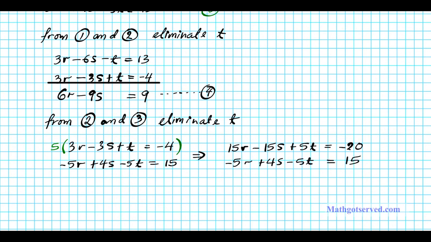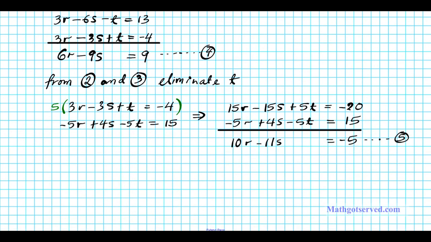Now that we have opposites with the t's, we can go ahead and combine them to eliminate t. So if we combine it, we'll have 10r minus 11s is equal to negative 5. This is equation 5, the second equation in our 2x2 system. Okay, so let's go ahead and set up our 2x2 system.